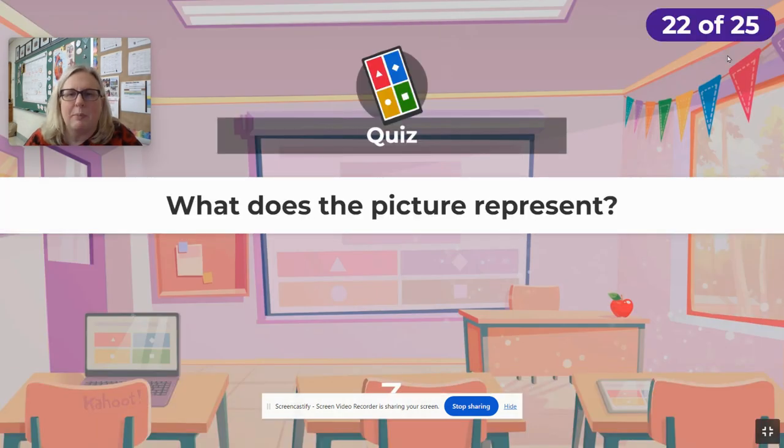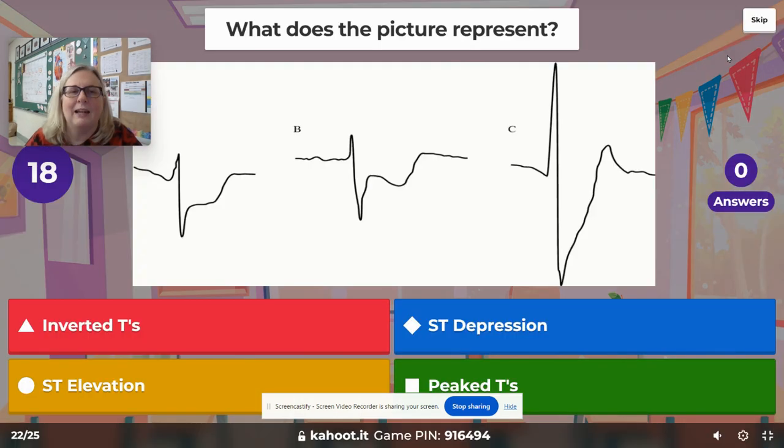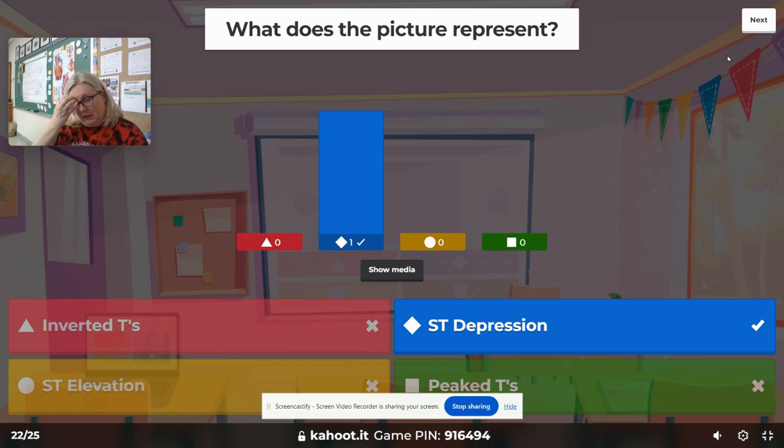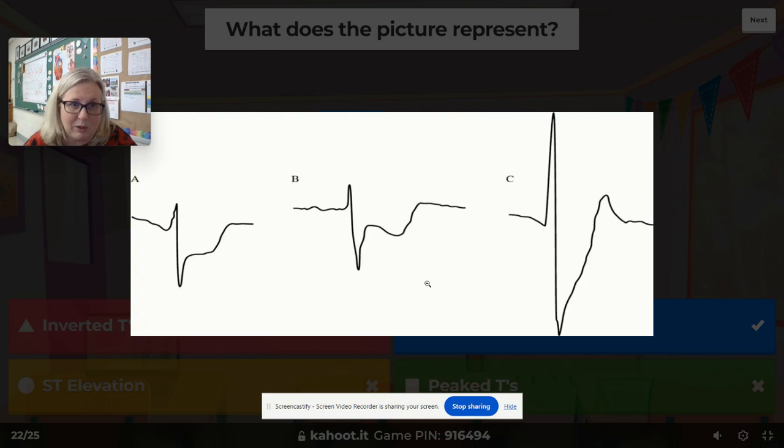Okay, what does this picture represent? This is the exact same picture on the test, by the way. I'll give you the answers now. Okay, those are the 3 different types of depression. So you have this picture on your test, and you need to tell me which one's which.